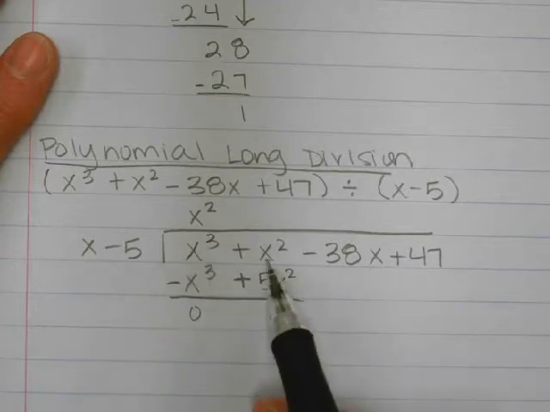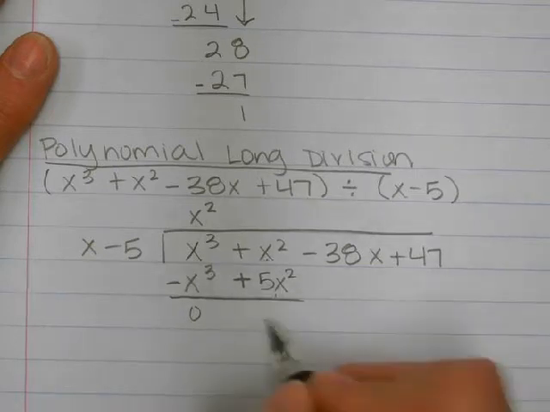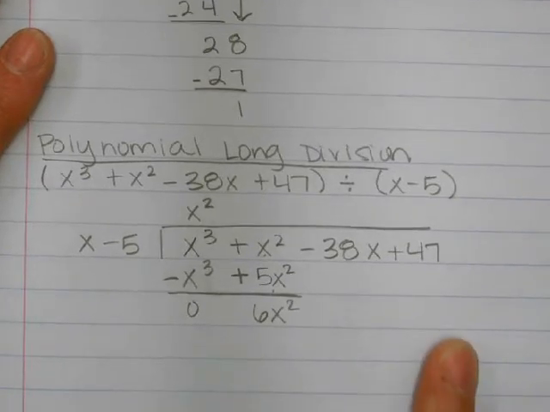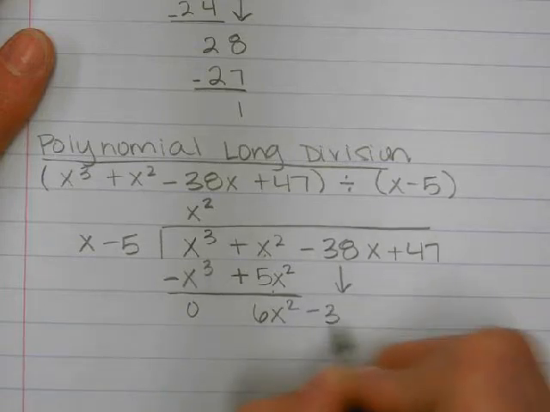Over here, I have x squared and 5x squared, and I'm adding those together. So if I have 1x squared and 5x squared, that gives me 6x squareds. And then after that, just like we do in regular long division, we take the next term and we drop it down.